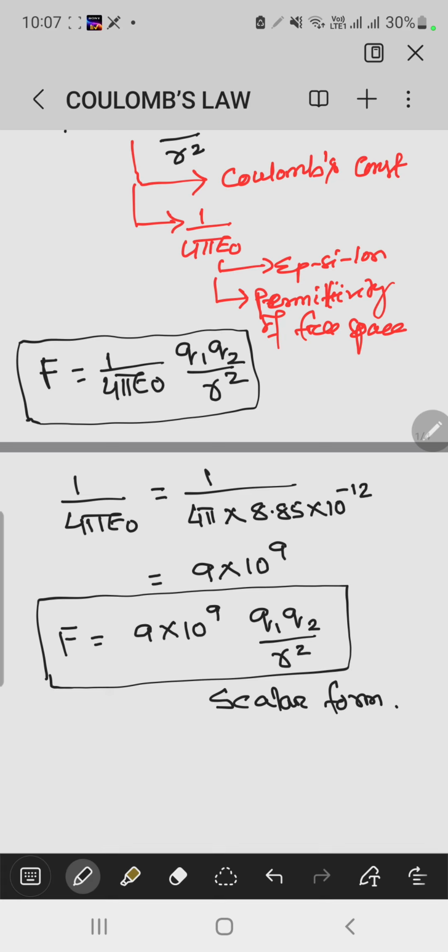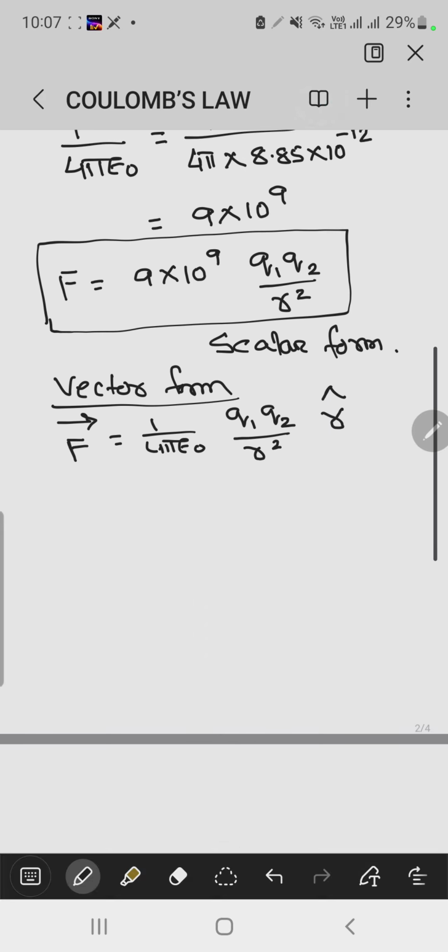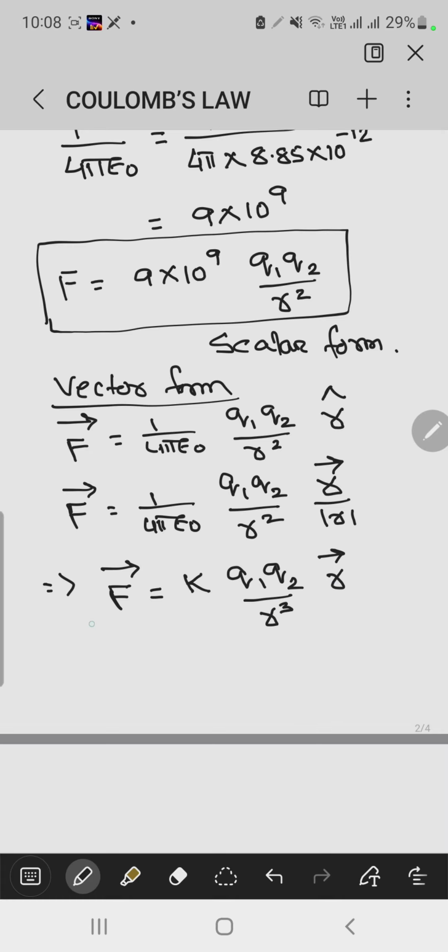If you want to find the vector form of Coulomb's law, the force F vector is 1 by 4 pi epsilon naught, then Q1 Q2 by r square, and as a vector it has a direction r cap. The vector r cap can be written as the r vector divided by the r magnitude. So the vector form of Coulomb's law is F equals K Q1 Q2 divided by r cube times the r vector. This is the vector form of Coulomb's force.